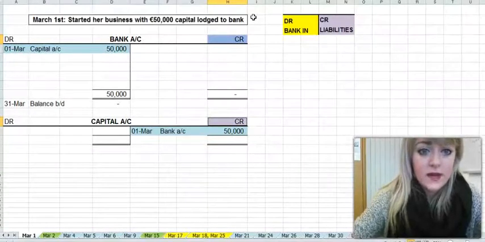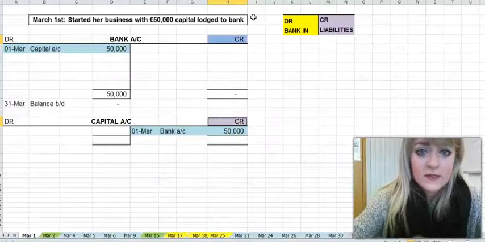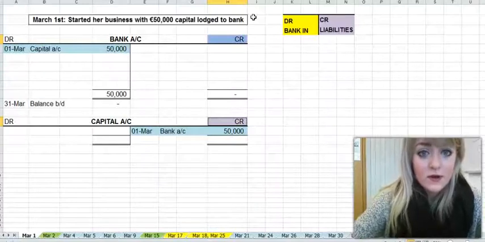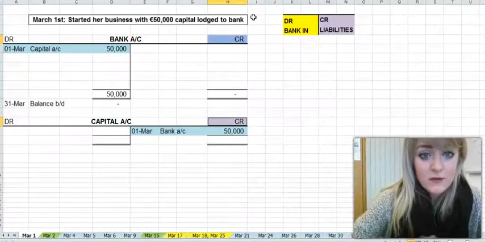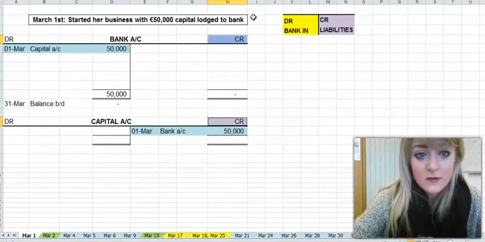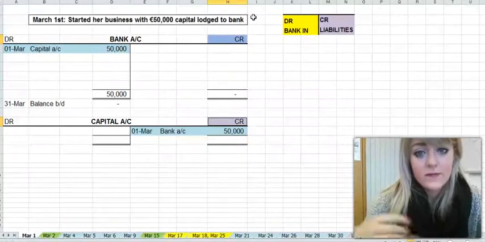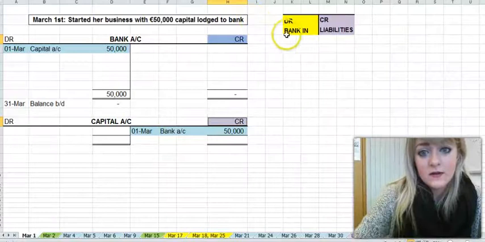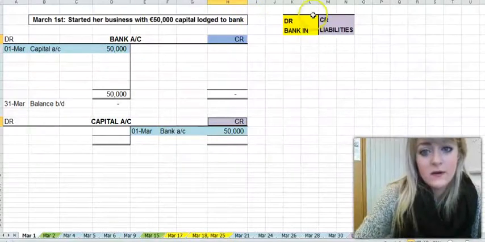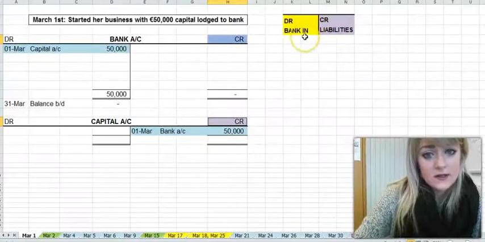But the opposite is the case from the accountant perspective. The bank statement is from the bank's point of view, but we're looking at it from our point of view. So from our point of view, when money comes into the account, we debit it, and when money leaves the account, we credit it. I've just highlighted in yellow, we debit bank in, and if you were crediting bank out, it would be over here on this side. So money in is debit, and money out is credit.